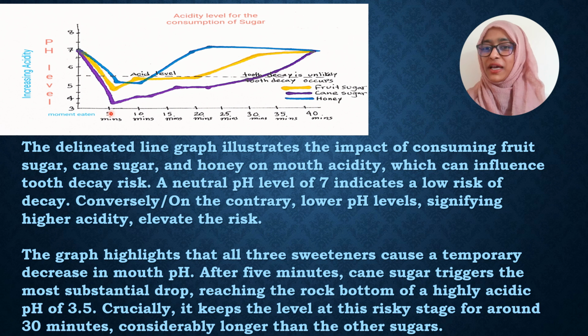Decrease. You remember rock bottom? I have given it in the previous videos. So it decreased drastically to 3.5. Crucially, it keeps the level at this risky stage for around 30 minutes. You can see it was around 30 minutes, right? Then it starts crossing the danger level. Considerably longer than other sugar. So, definitely you can see they start going to the safest level earlier than this canned sugar, right? So this is how you are going to give some information comparing to the other information.